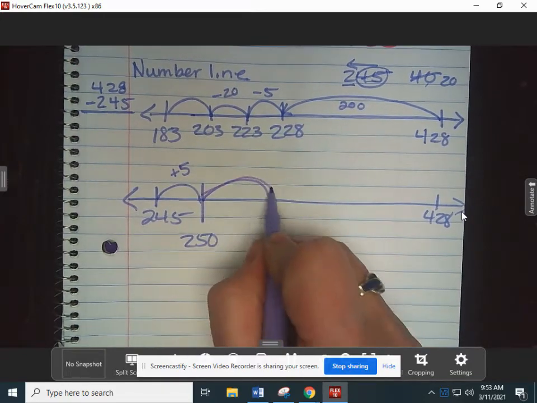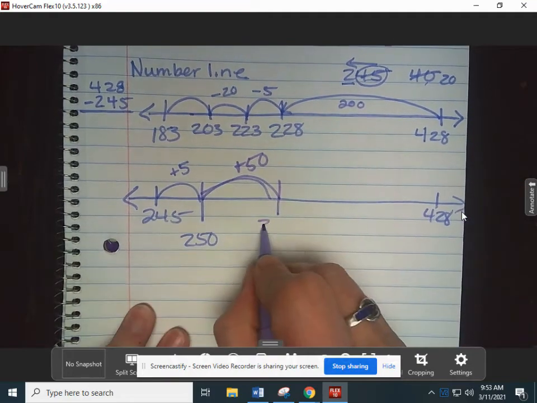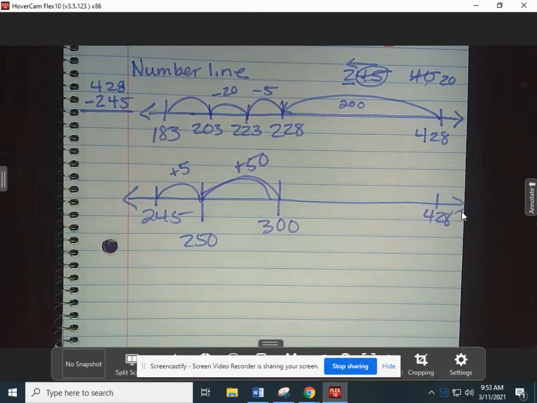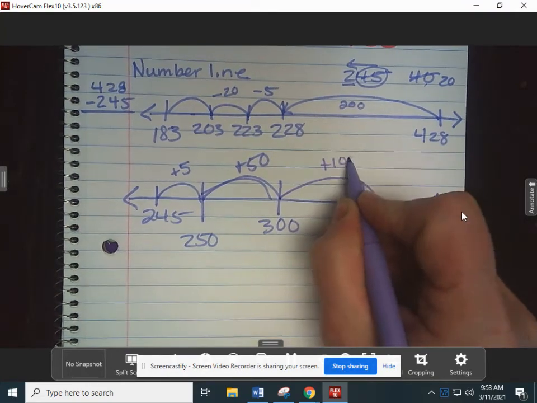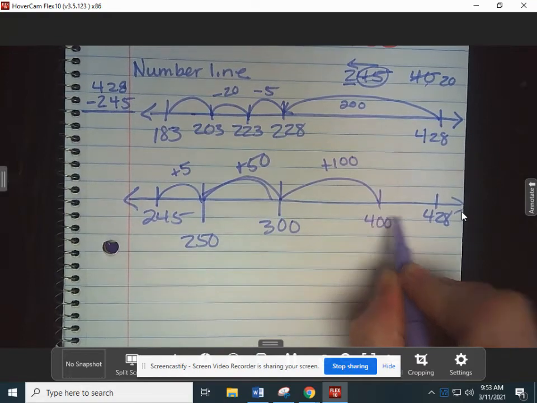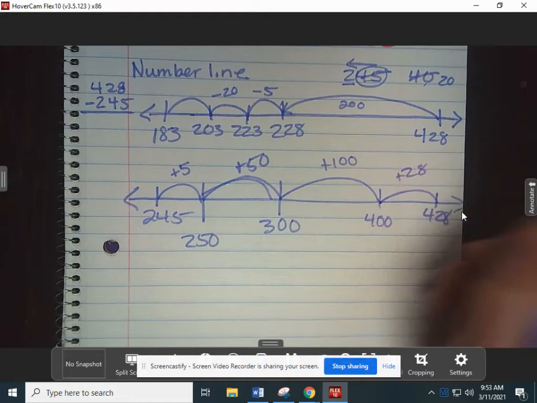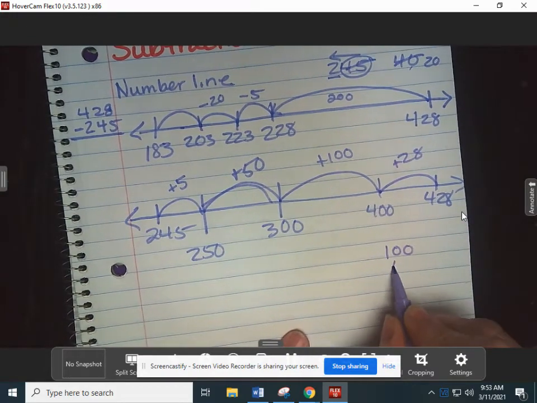I'm very bad at proportioning my jumps. So now I went ahead 50 and I am at 300. What should I go forward with now? I know some of you would just jump straight to 428, but we could jump ahead another 100. Now we're at 400. And then we can jump from 400 to 428. We still have to add all these up, but we decided adding is easier than subtracting.